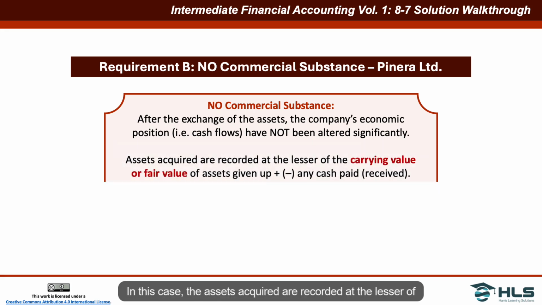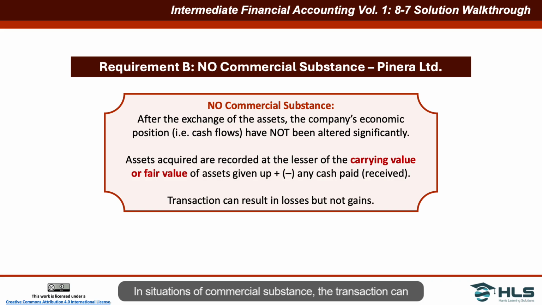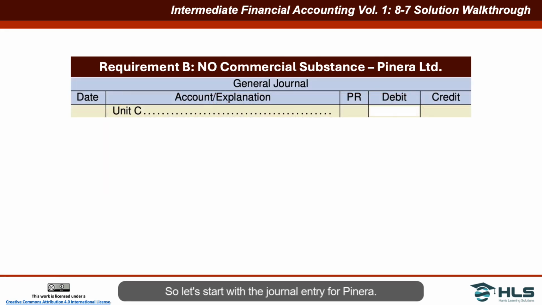In this case, the assets acquired are recorded at the lesser of the carrying value and fair value of assets given up, plus or minus any cash paid or received. In situations of no commercial substance, the transaction can result in losses, but not gains. So let's start with the journal entry for Panera.